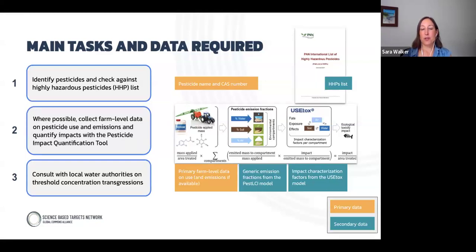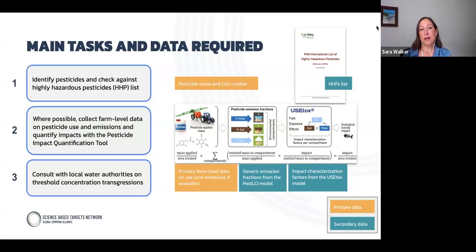However, we are very much seeking your input on ways to leverage other sources of data and frameworks to find a target setting pathway that works for companies with lower value chain traceability. The methods consist of three main tasks.